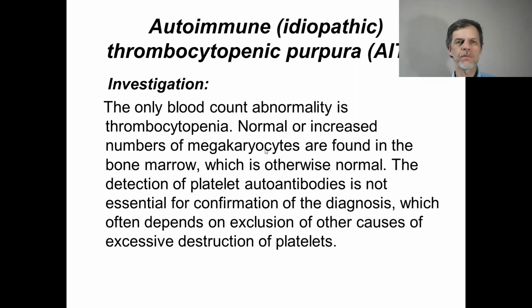Investigation. Blood count revealed thrombocytopenia, so a low number of thrombocytes. A normal or increased number of megakaryocytes is found in bone marrow. Why? Because megakaryocytes try to produce more thrombocytes, but if they are destroyed immediately, what can megakaryocytes do? Detection of platelet antibodies is not essential for confirmation of the diagnosis, which often depends on exclusion of other causes of excessive destruction of platelets.